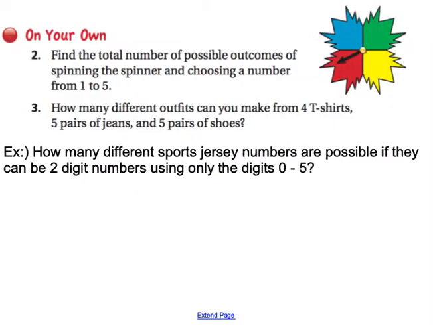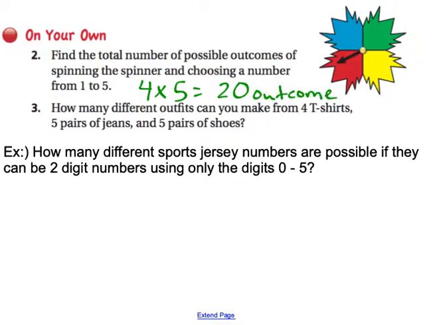Number 2, find the total number of possible outcomes of spinning the spinner and choosing a number from 1 to 5. Okay, spinning the spinner has 4 outcomes. And spinning 1 through 5. So 4 outcomes on the spinner, 5 outcomes on picking a number. That's 20 outcomes total.